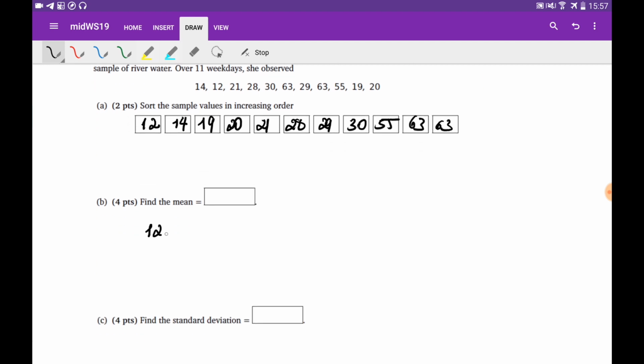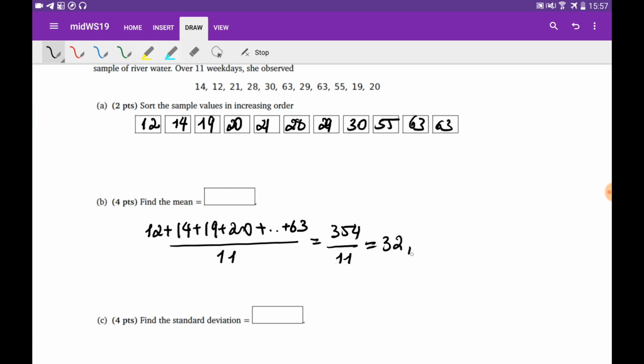In step number 2, we need to find the mean. Basically, we're going to add all of these numbers and so on until 63. And we're going to divide this by the number of the numbers, which is equal to 11. So the sum of all of these numbers is equal to 354. And if you divide this by 11, we obtain 32.18, or you can roughly write this as 32.2.